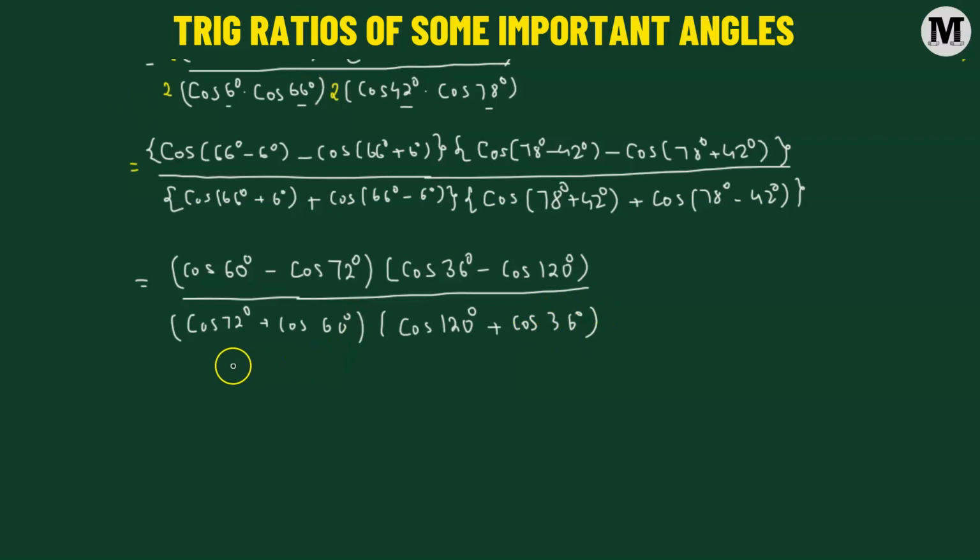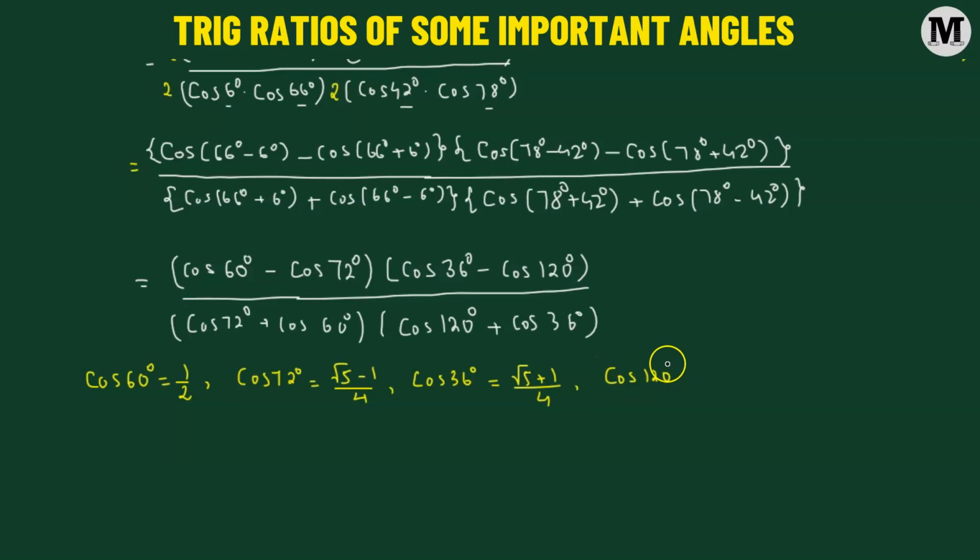Now we have standard values for each of the cosine functions. So let's state them one by one. We'll start with cosine 60 degree. So cosine 60 degree has a value of 1/2. Then we have cosine of 72 degree. So that's given by square root of 5 minus 1 divided by 4. Then we have cosine of 36 degree. The cosine of 36 degree will be square root of 5 plus 1 divided by 4. And we have cosine of 120 degree. So that will be negative 1/2. We'll use all of these values and substitute into our expression.